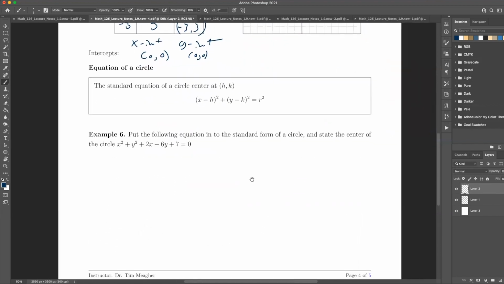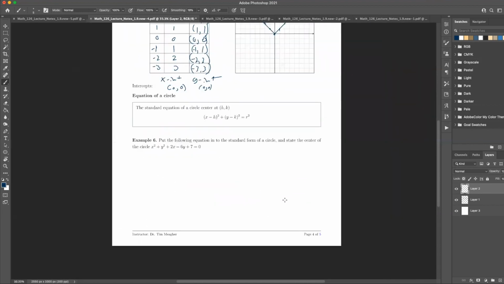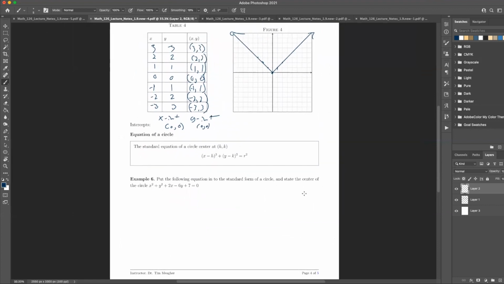All right, so let's talk about the equation of a circle. Leave that up. Let me zoom out. The standard equation of a circle centered at (h, k) is (x - h)² + (y - k)² = r², where r is the radius. If you're given a weird looking equation and you want to put it into the standard form of a circle, you complete the square twice. Let me show you how to do that.